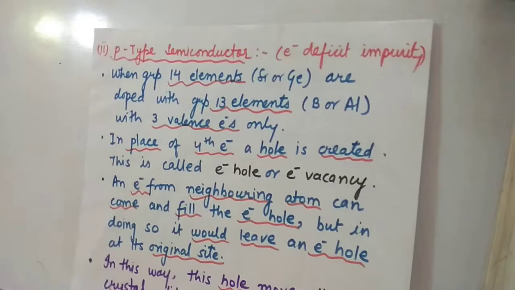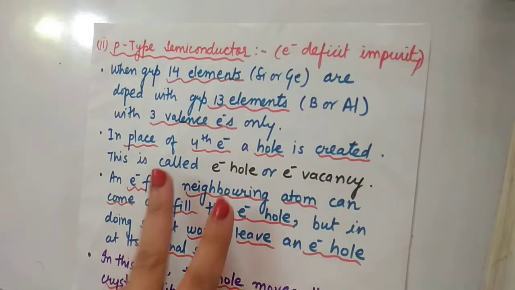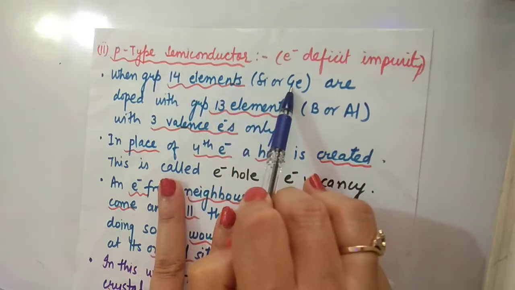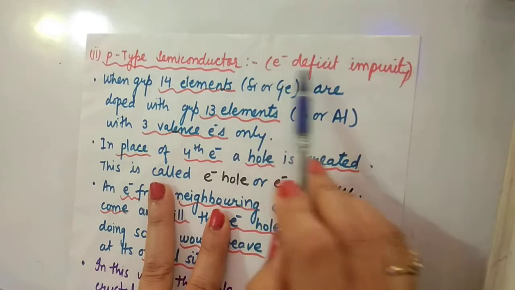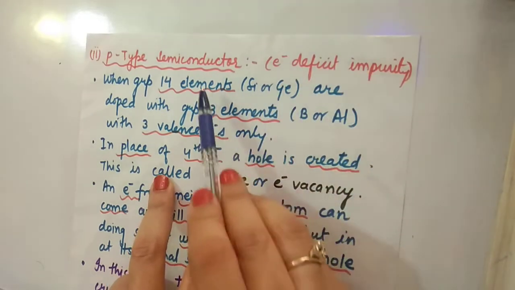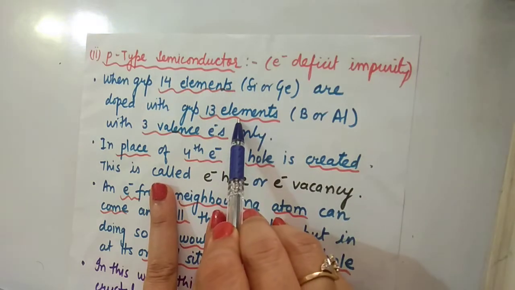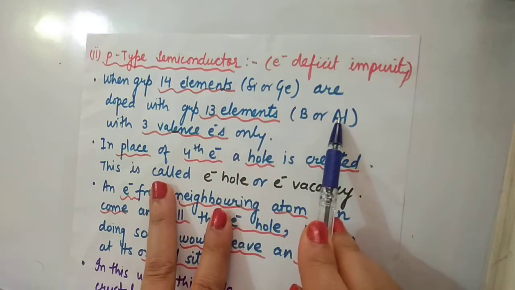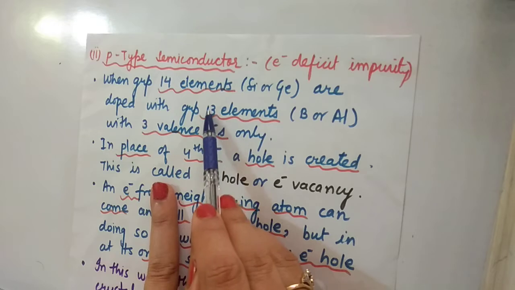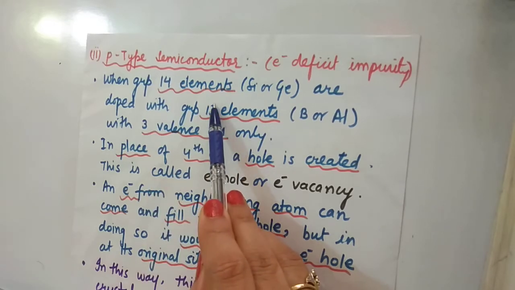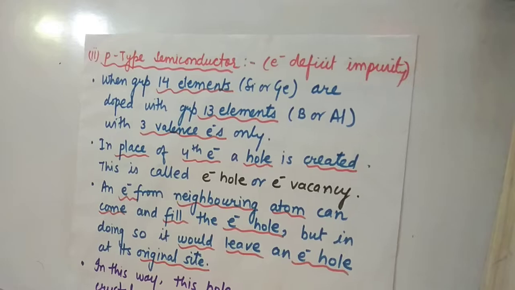So when we talk about P-type semiconductor, we will be adding to group 14, that is silicon or germanium, electron deficit impurity. We'll be adding to group 14 what? Group 13 elements like boron or aluminium. Group 13 elements will have 3 electrons in their valence shell. Now what will happen?